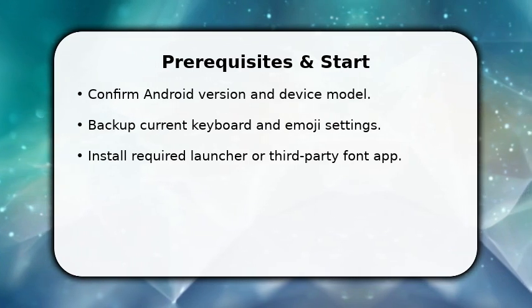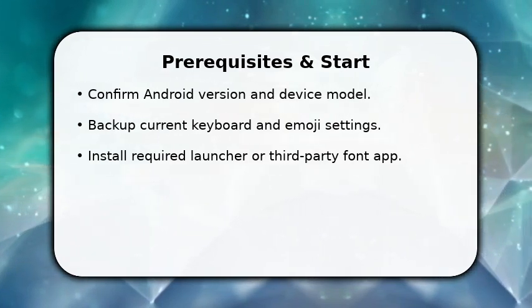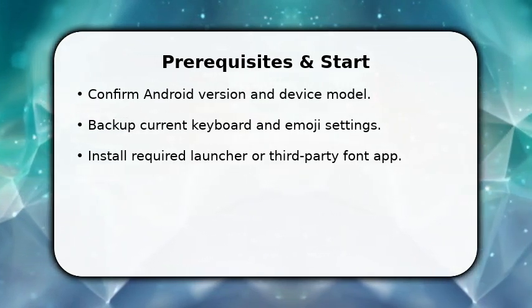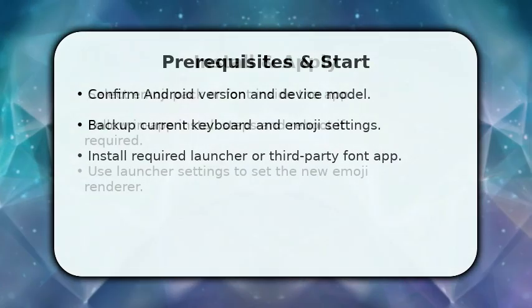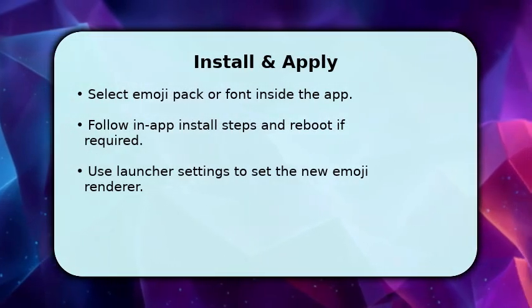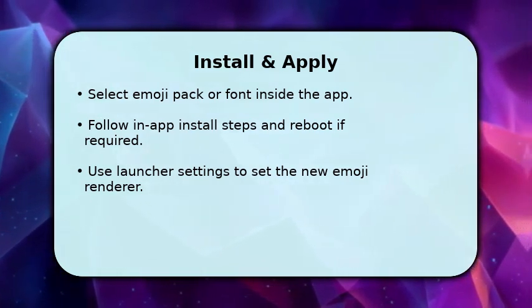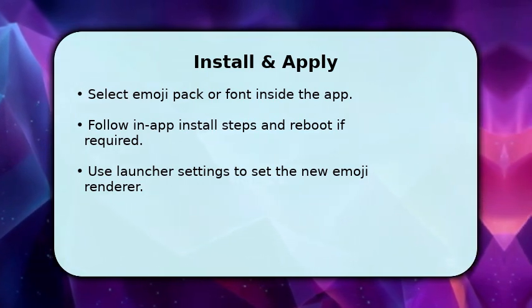Begin the change by opening the launcher or font app and selecting the Install or Apply option to start replacing emojis. Now you will install and apply the new emoji style. Open the app, choose an emoji pack or compatible font, and follow the in-app install steps. Some require download, apply, then reboot.